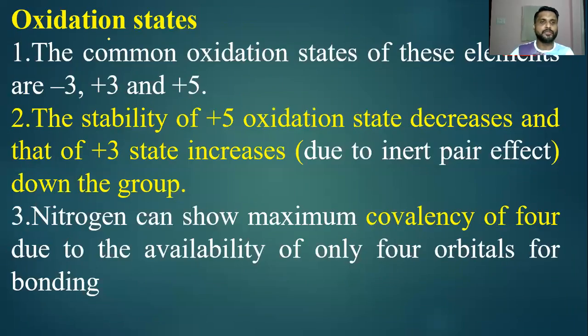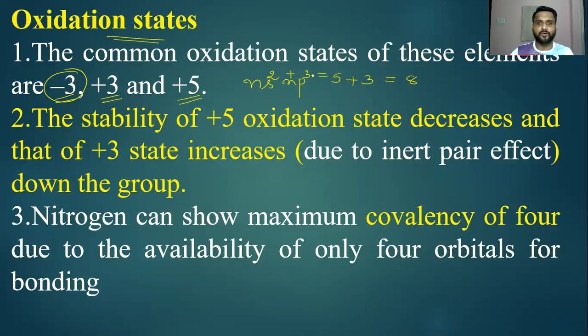Now, about the oxidation state, remember it can show -3, +3, and +5. That is based on ns2 np3. So we have 2 + 3, 5 electrons, a shortage of 3. If I gain 3 more electrons, that becomes 8 electrons. So gaining electrons gives the -3 state.